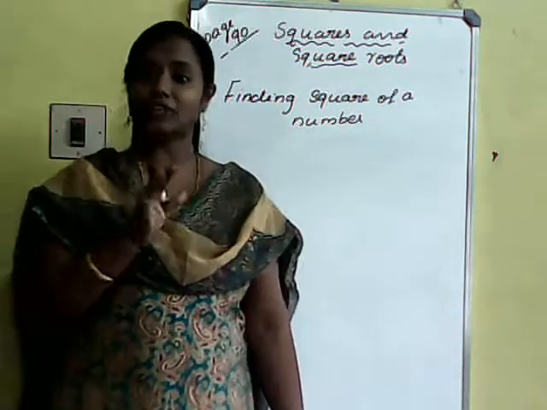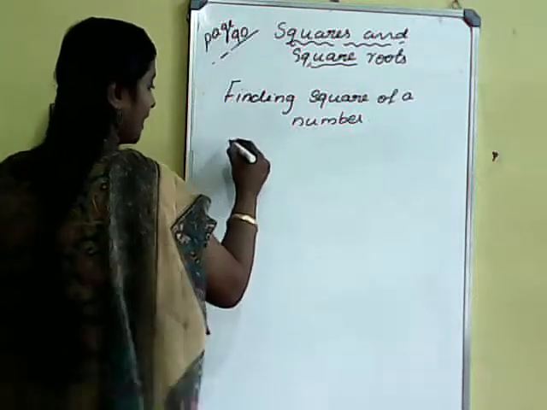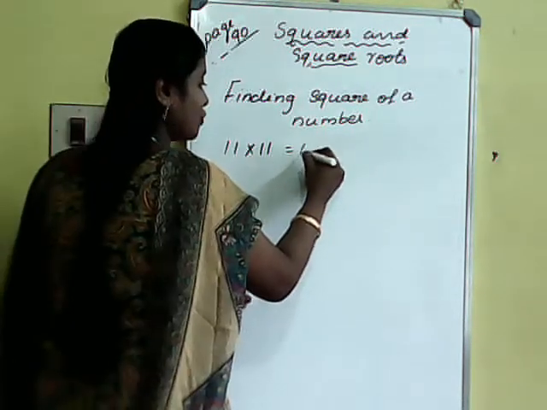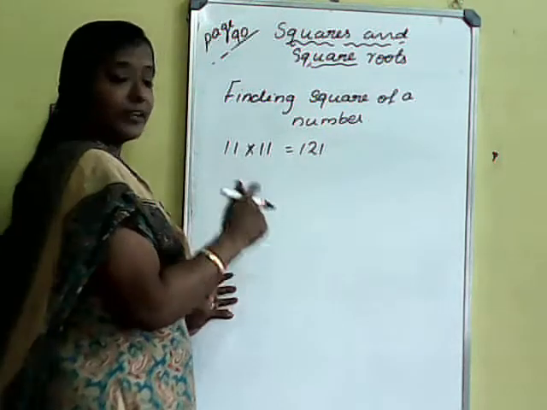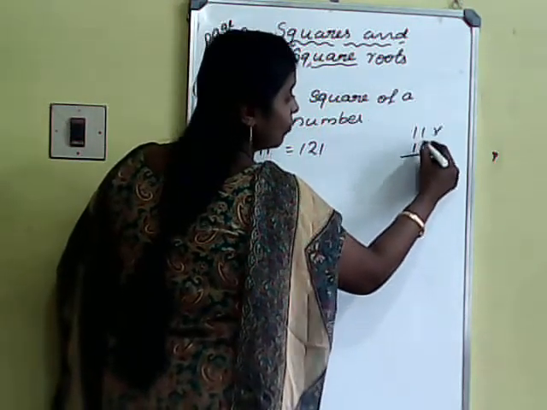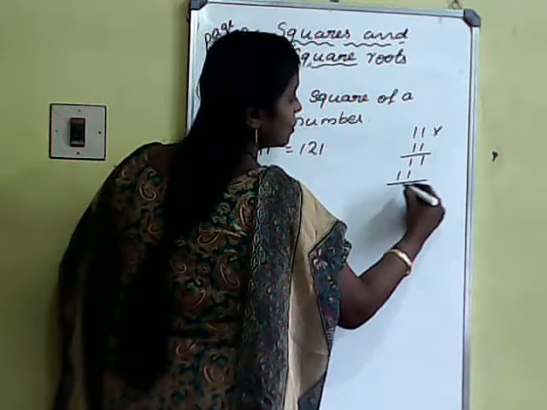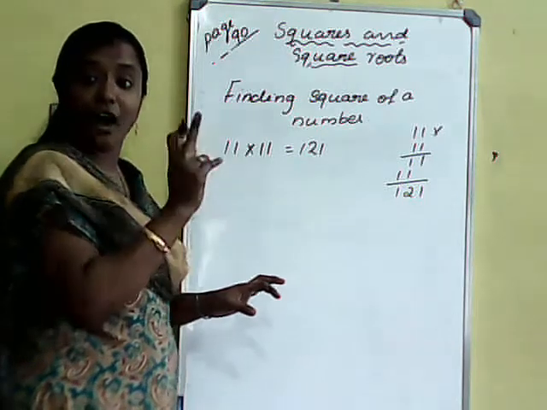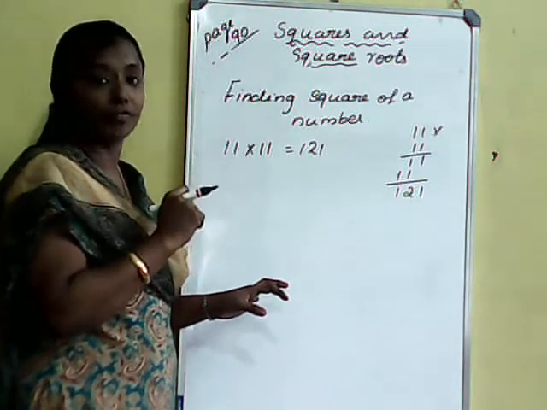So without actual multiplication, okay, 11 into 11, already we know that it is 121. So without actual multiplication means what? 11 into 11, so we are doing like this, no? 1 ones are 1, here 1, 1. So we get 121. So without actual multiplication, how to find the square of a number?